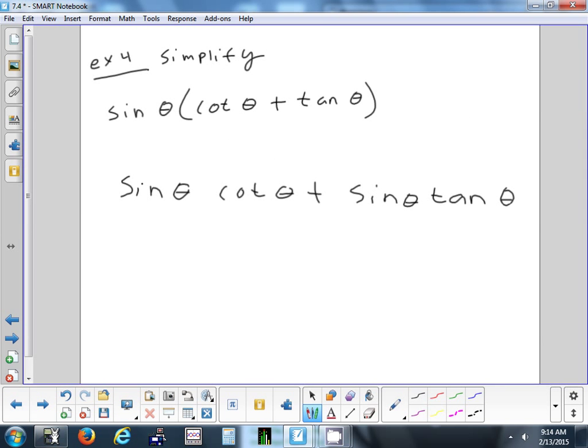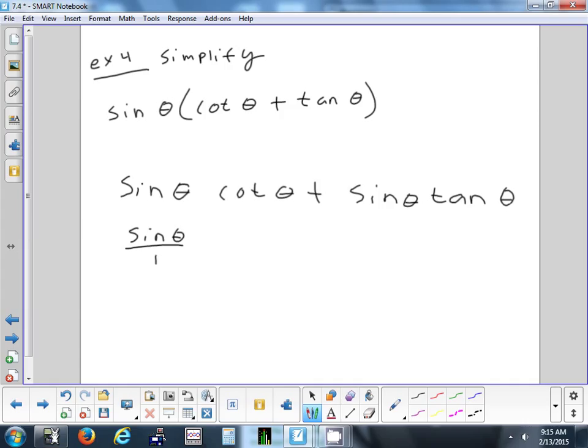Okay, what do you think I should do next? Got my distributive property. Marina? Use trig identities to rewrite cotangent and tangent. Okay. How would you rewrite cotangent? You could. That is an identity. Cotangent is 1 over tangent. But if you rewrite it a different way, we're going to have something nice happen. We can get something to actually cancel in the next step.